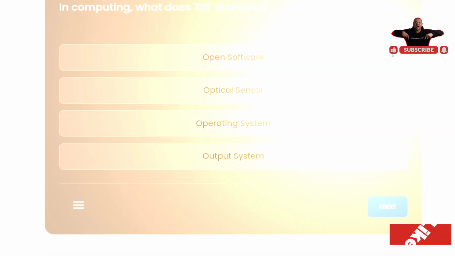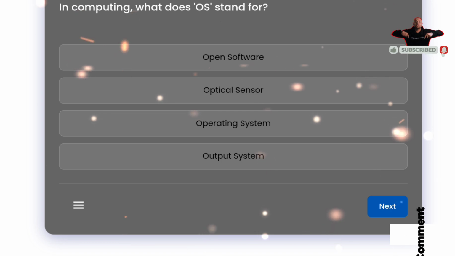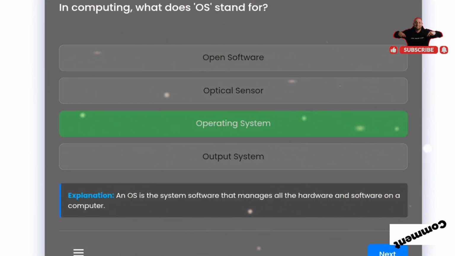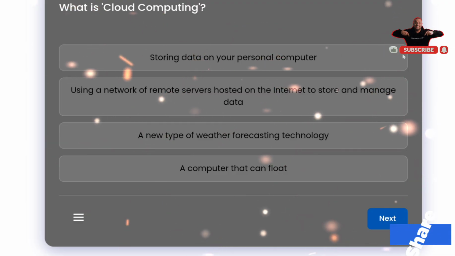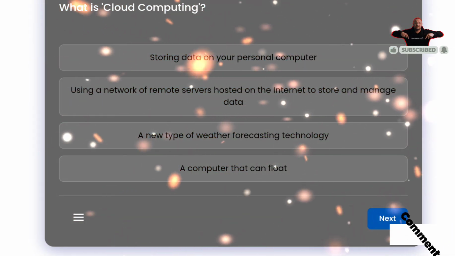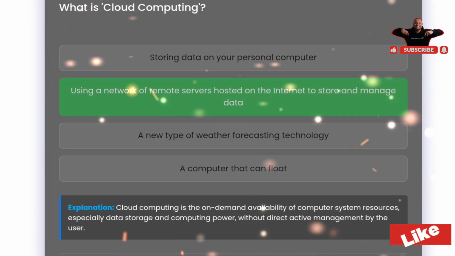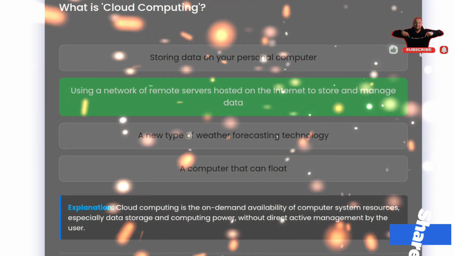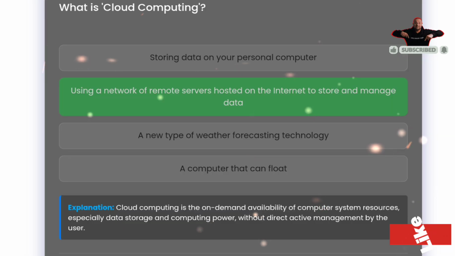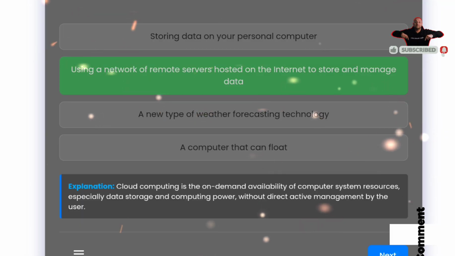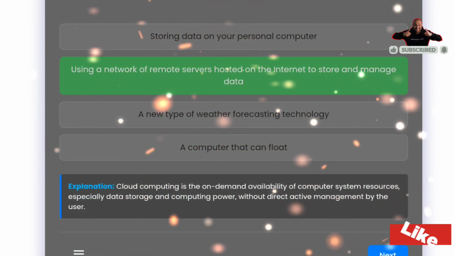In computing, what does OS stand for? Operating system. OS का मतलब क्या होता है? Operating system. What is cloud computing? That means using a network of remote servers hosted on the internet to store and manage data. Okay, उसका क्या होता है? क्लाउड कंप्यूटिंग, जो स्टोरेज बस डाटा स्टोर करते हैं.